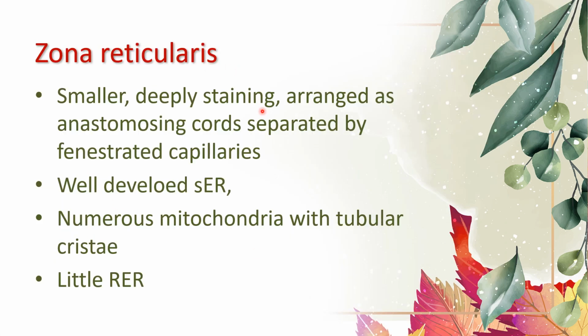Next is zona reticularis. This is a smaller, deeply staining area, nearly constituting about 7% of the cortical volume. The cells are arranged as anastomosing cords separated by fenestrated capillaries, again having well developed smooth endoplasmic reticulum, numerous mitochondria with tubular cristae, and little rough endoplasmic reticulum.